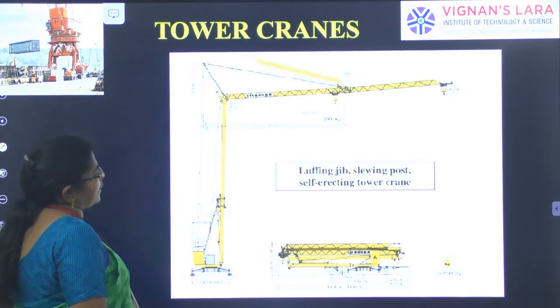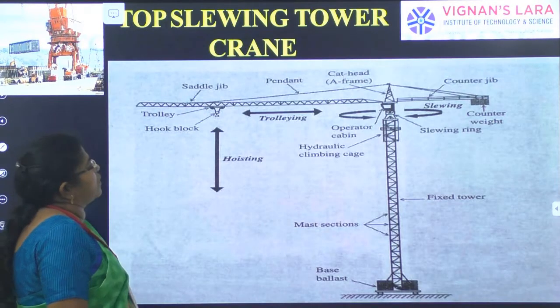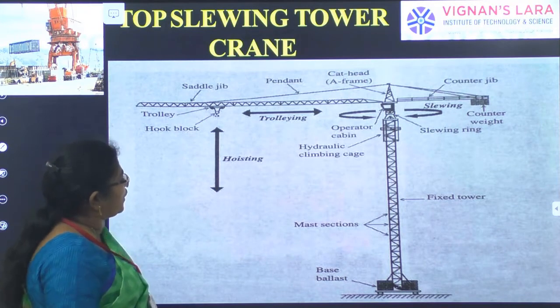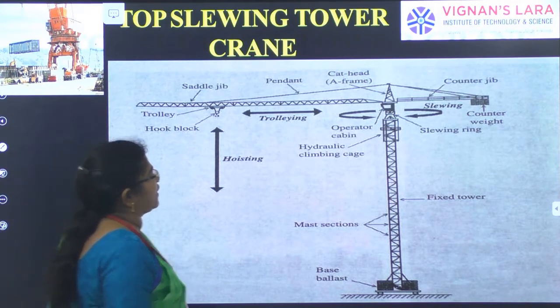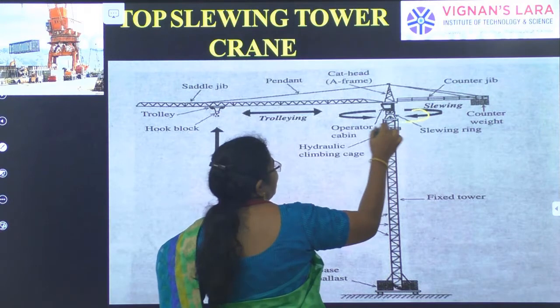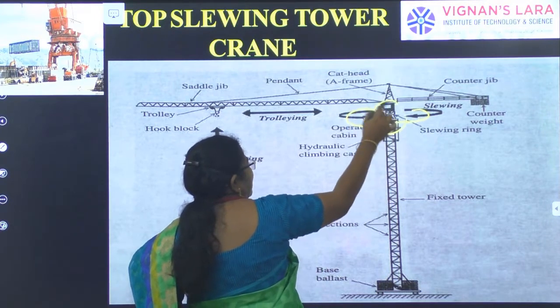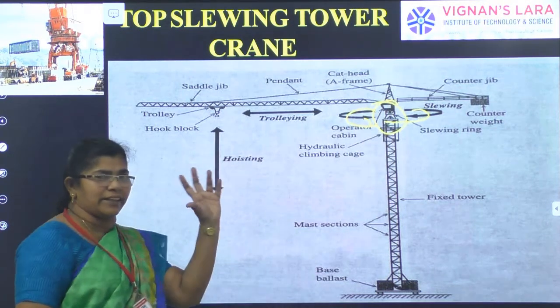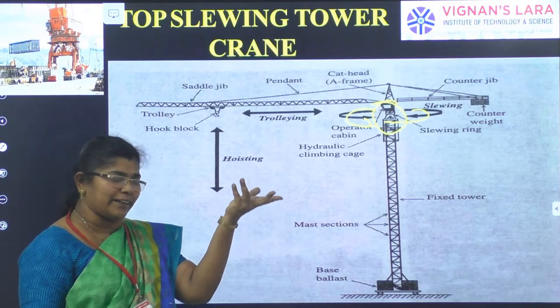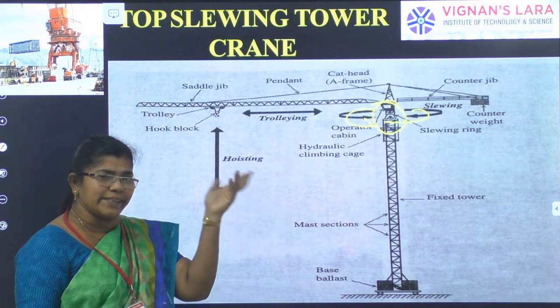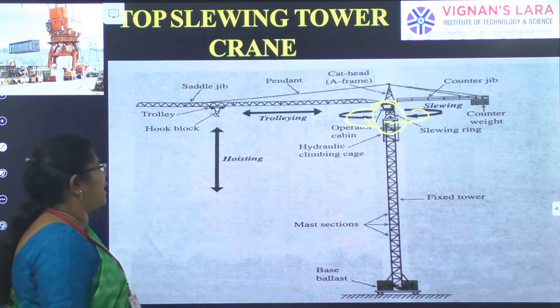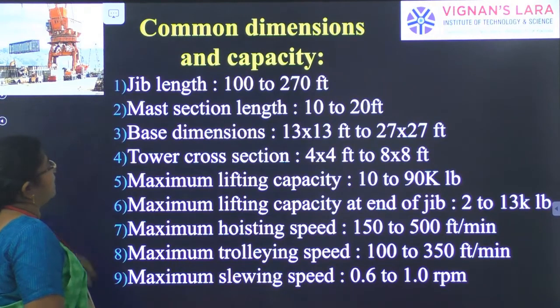You can see another diagram of this. And this is a top slewing cover plates. The slewing, it will be there. This is the operator cabin. So the slewing rig, that is, it will be turning 180 degrees this side, 180 degrees that side, or 360 degrees.